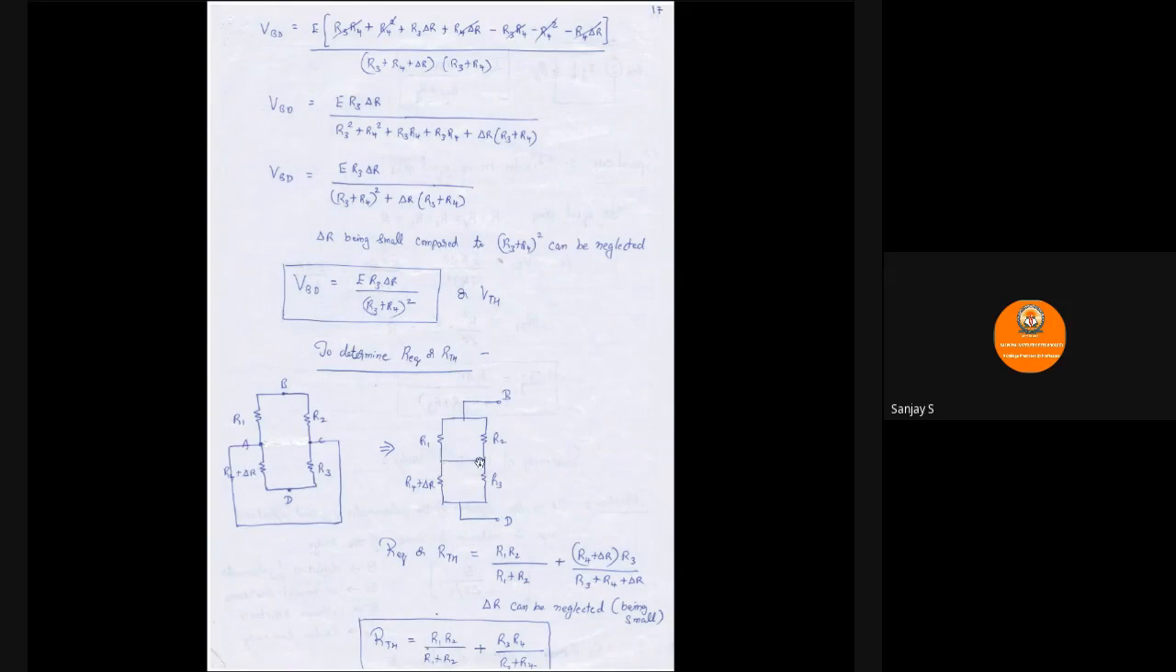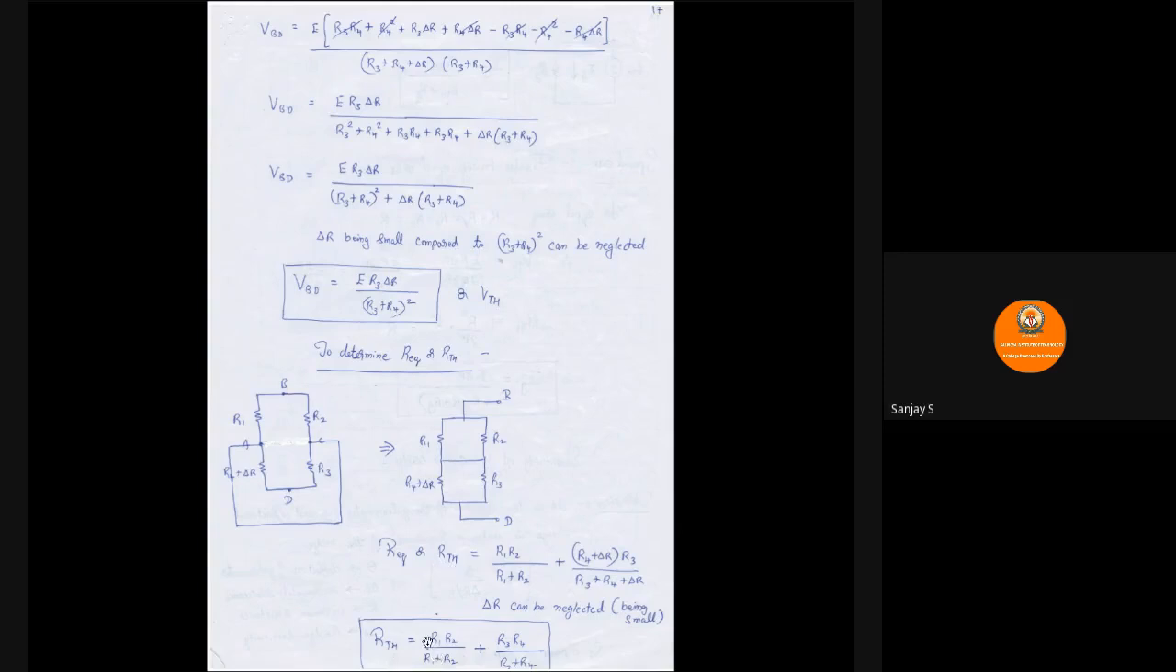Now I have to find the resistance between B and D. It's very clear. R1 and R2 are in parallel. R3 and R4 plus delta R are in parallel. So this will become a single resistance, and this also will become a single resistance. Those two equivalent resistances will be in series. When R1 and R2 are in parallel, the equivalent resistance is R1 R2 by R1 plus R2. Here R3 and R4 plus delta R are in parallel, so R3 multiplied by R4 plus delta R divided by R3 plus R4 plus delta R. That will be the equivalent resistance. Both the equivalent resistances will appear in series, so the sum of these two will give me the equivalent resistance, which is nothing but RTH.